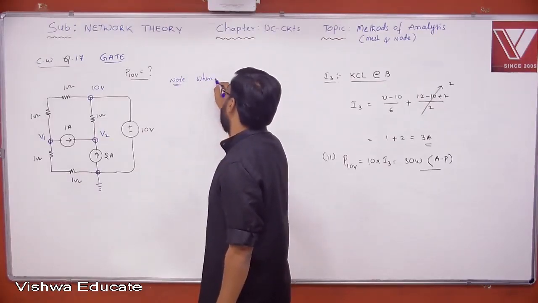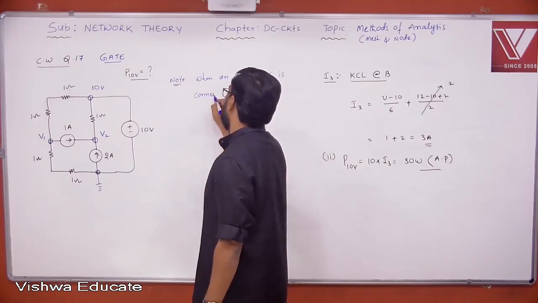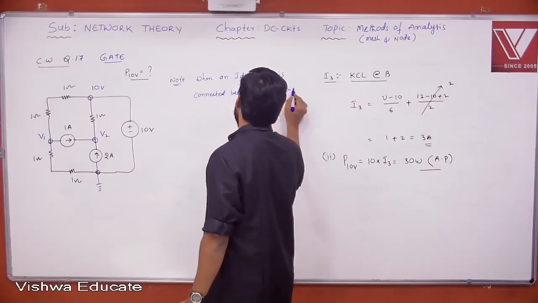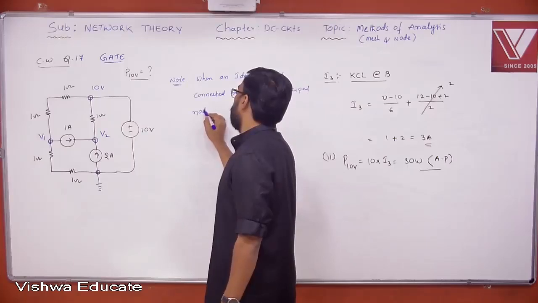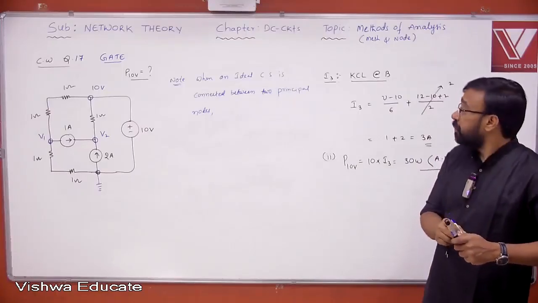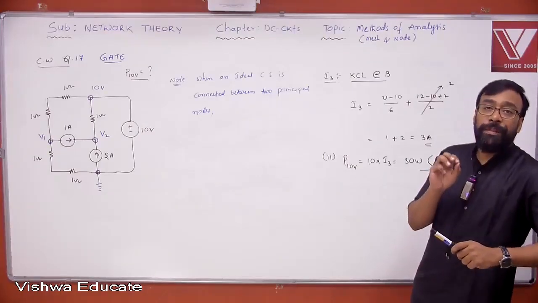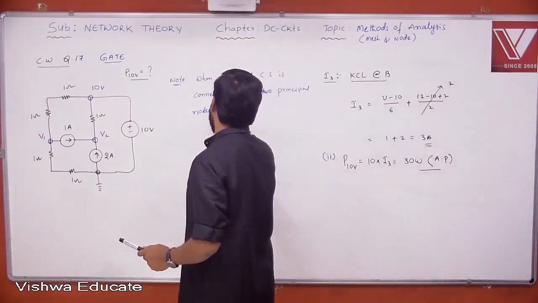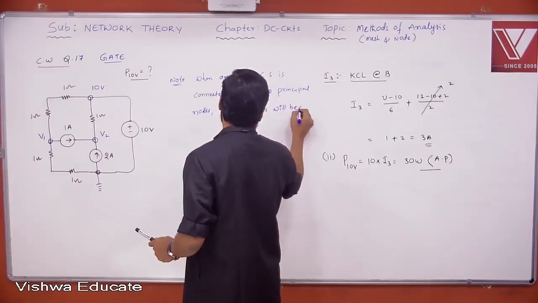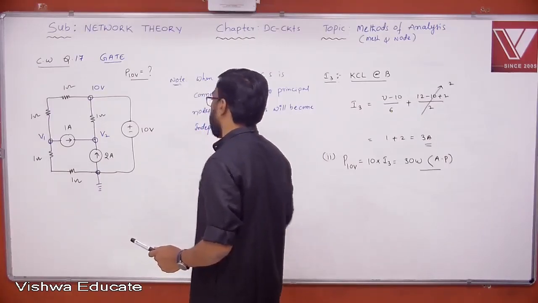When an ideal current source is connected between two principal nodes, the node equations will become independent. I think all of you noted this point.